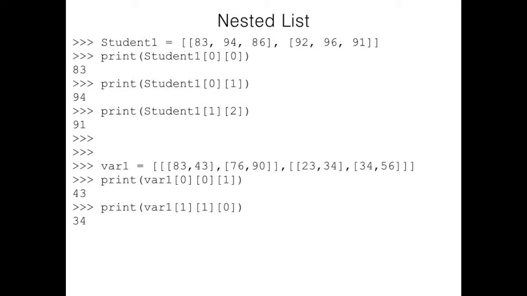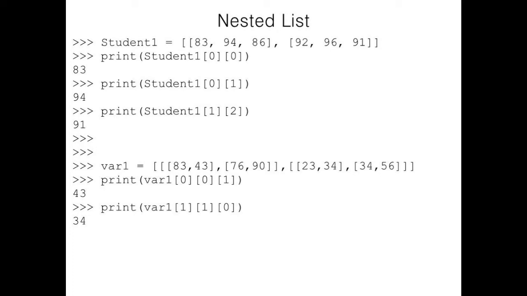Student1 item 0 and item 0, that means the first item of the first item. All right. And then student1 item 0 item 1 means the first item and then the second item of the first item, right? So that's representing 94, the value 94 here. And then student1 index 1 and index 2, that means the second item and then the third item of the second item. That is referencing the value 91.